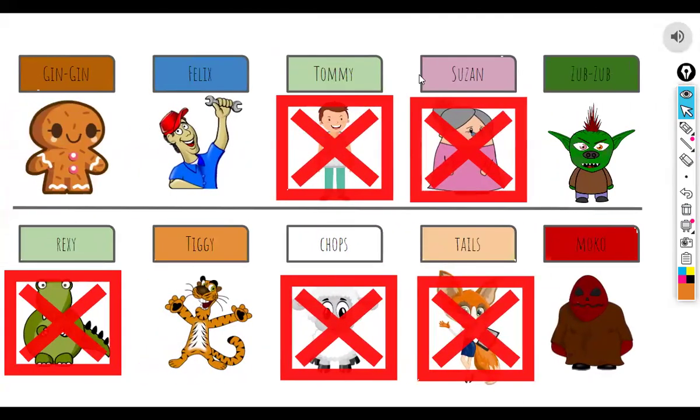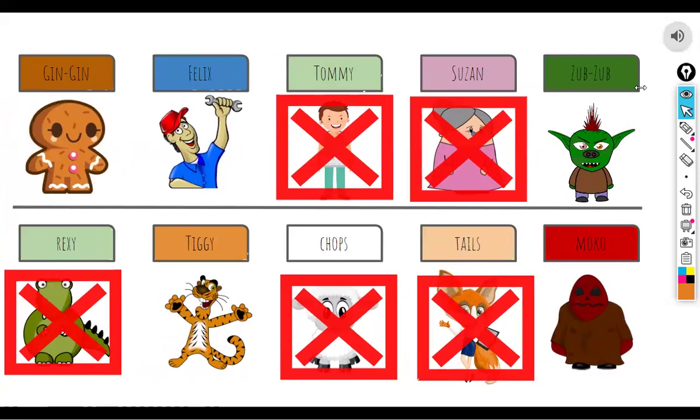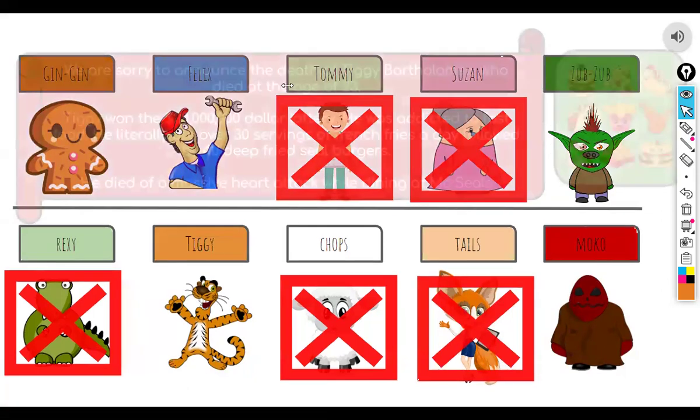All right, so let's see who's next to meet their maker. Anybody want to take a guess? It's between Jinjin, Felix, Tiggy, Zoop Zoop, or Moko. A lot of people have it out for Felix. What do you all have against Felix there? I swear to you, about 10 people say Felix in a row. All right, let's see who's next to go here.